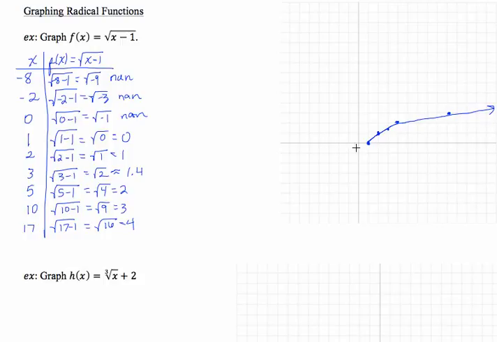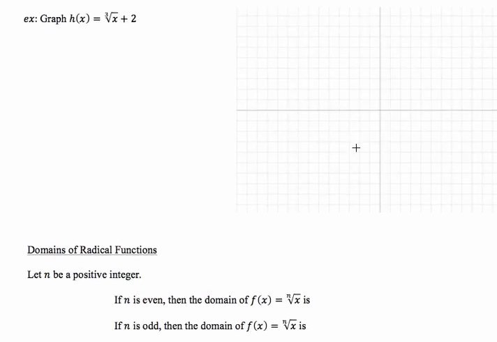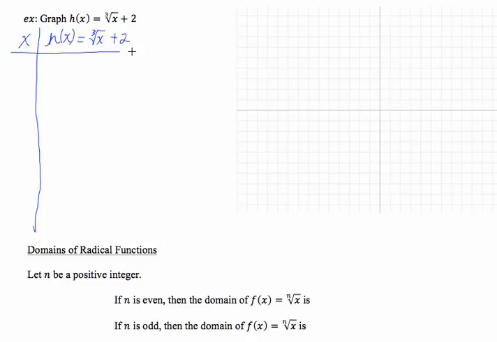Okay, let's graph a different one. This one's a cubed root, so it's going to look a little bit different. Okay, h of x equals the cubed root of x plus 2. So again, let's make a t-chart. Okay, and this one again, let's plug in some negative numbers and positive numbers both. Want to make sure we cover everything.